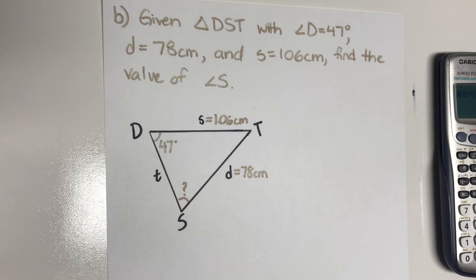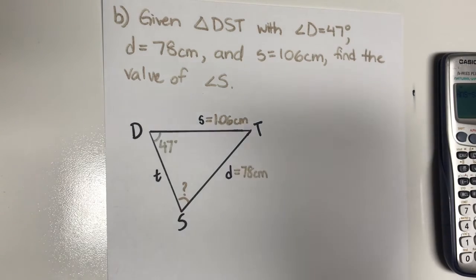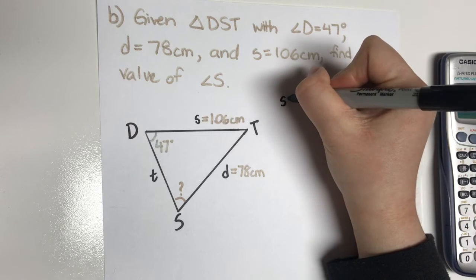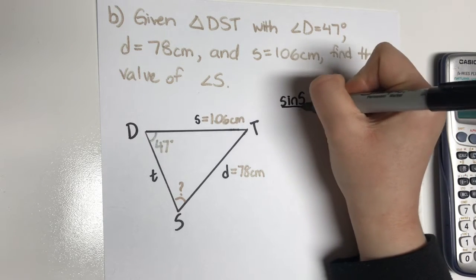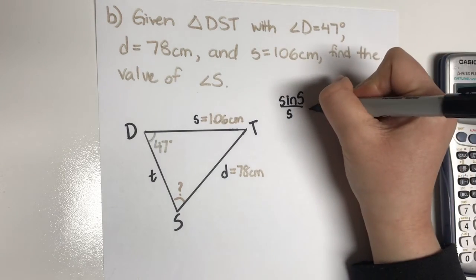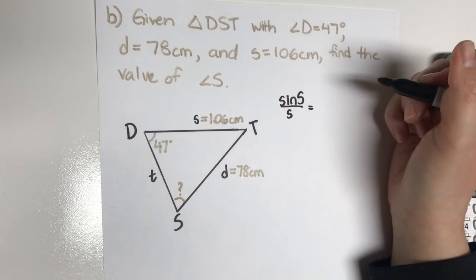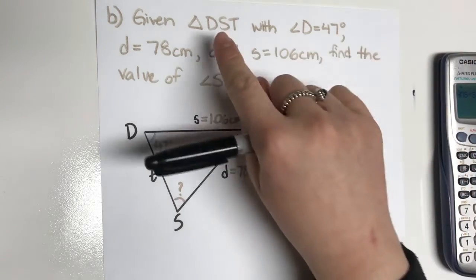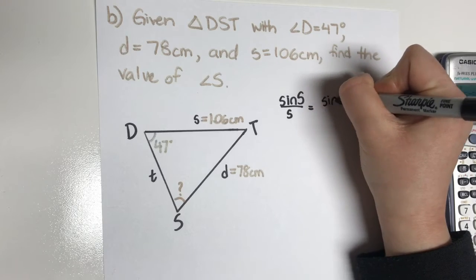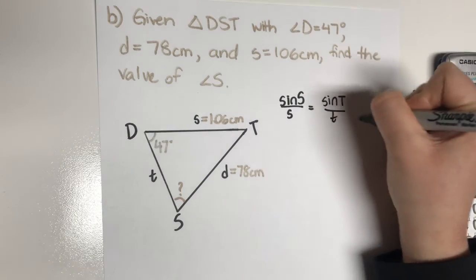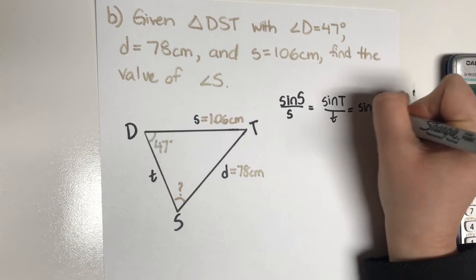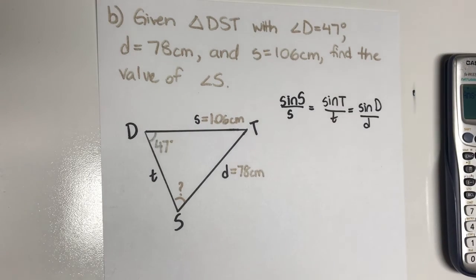So I'm going to start off by writing out the formula. In this case, I'm looking for the angle, so my formula is going to have sine at the top: sine S over S, so the ratio of the angle and the side length, equals, I don't know why I started with S, but you can just do it DST in order, sine T over side length T, and sine of angle D over side length D.